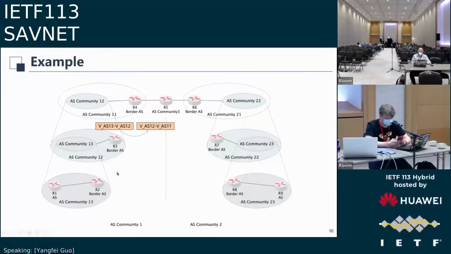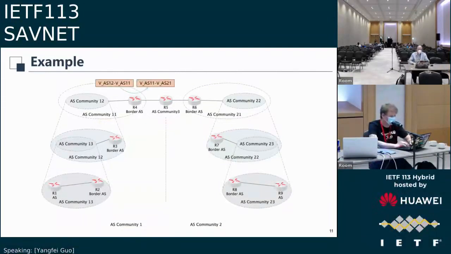Similar to the above process, after the packet crosses community 13 and reaches the border AS of community 12, that is router 3, router 3 will perform the same check and replace the tag with the tag between community 12 and community 11, forming the tag virtual AS 12 to virtual AS 11. Next, the boundary of community 11 is reached, and router 4 performs the tag check and the replacement of the tag.